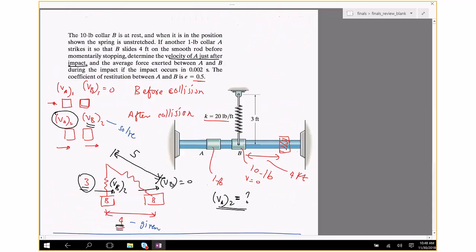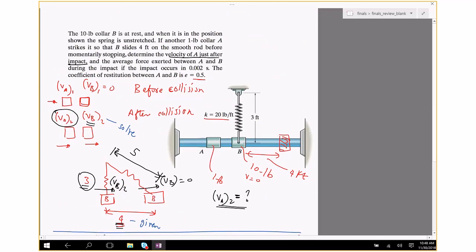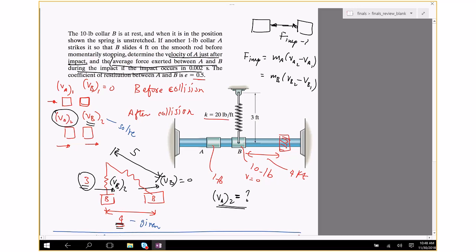Let's see. Average force exerted between A and B during impact. The impact occurs in 0.002 seconds. So what's going on there is because the two blocks interact, there's a force, an impulse force. Okay, and we've got to find the value of the impulse force. That impulse force is actually given by m times, it could be m_A (VA2 minus VA1). That's one way to find it. You could also find it as m_B (VB2 minus VB1). Okay, I'm forgetting the time, delta t.